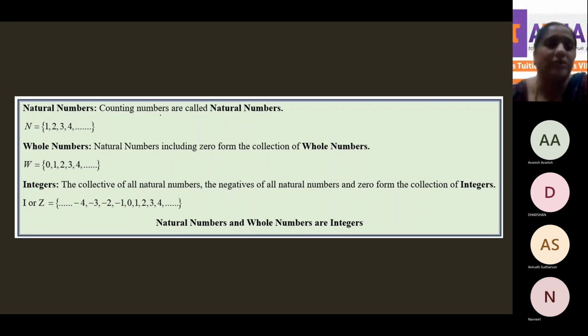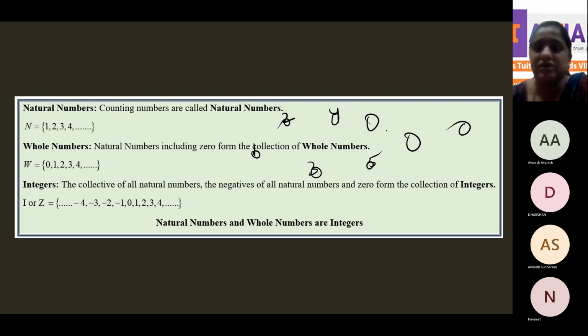So to start with this chapter, we need to recall the meaning of these terms, natural numbers and whole numbers. What are natural numbers? Counting numbers are called natural numbers. Now, what do we mean by that? Supposing there are some articles lying on a table, how do we start counting them? We say 1, 2, 3, 4, 5, 6, 7, 8. So there are 8 articles lying on the table. So these counting numbers are called natural numbers.